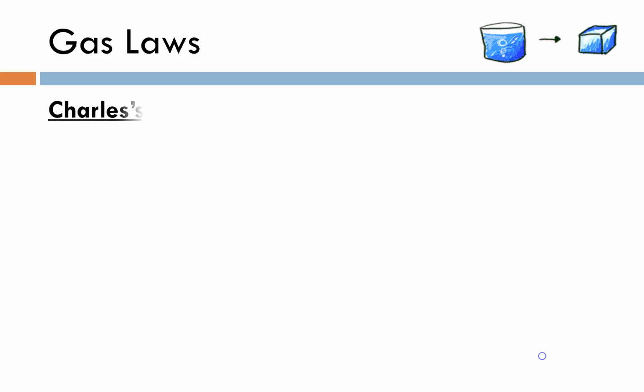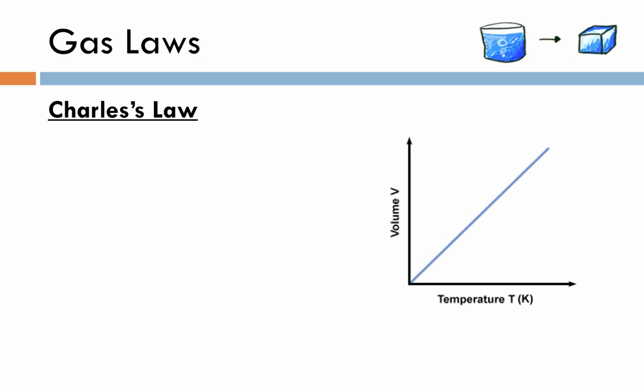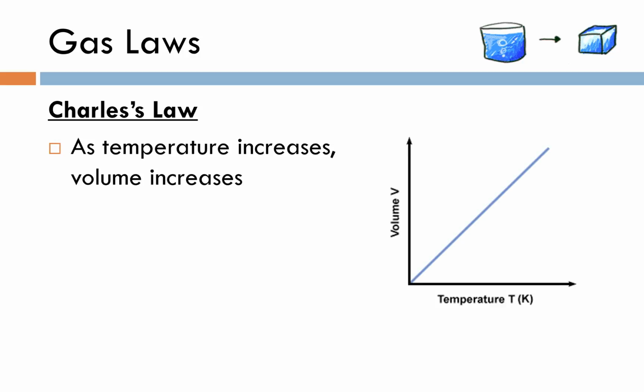All right, up next, we've got Charles's Law. Charles's Law is looking at the relationship between the temperature of a gas and its volume. From the plot, hopefully you can see that this is a direct relationship. As temperature increases, volume will increase as well. You can imagine taking a balloon and heating it up and getting those gas particles to move around more rapidly. And as that happens, the balloon should expand.